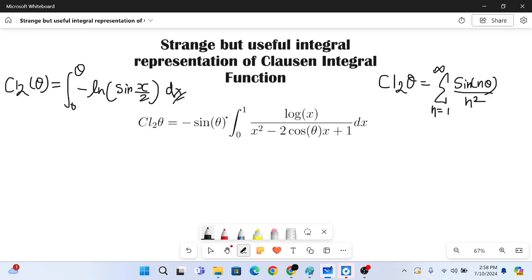So I'm just going to verify it, because I don't really know how someone can derive such formulas. Maybe it might not be too hard, but for now, let us just try to convince ourselves that this formula is true. And so for that, I'm just going to start from the right hand side and get the Clausen integral function. So let's do that.